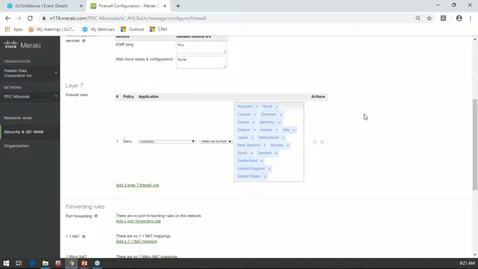99% of the threats come from places like Russia and China and Eastern Bloc countries. So if you can eliminate 99% of the threats right off the top, it's very powerful and very beneficial to our customers.